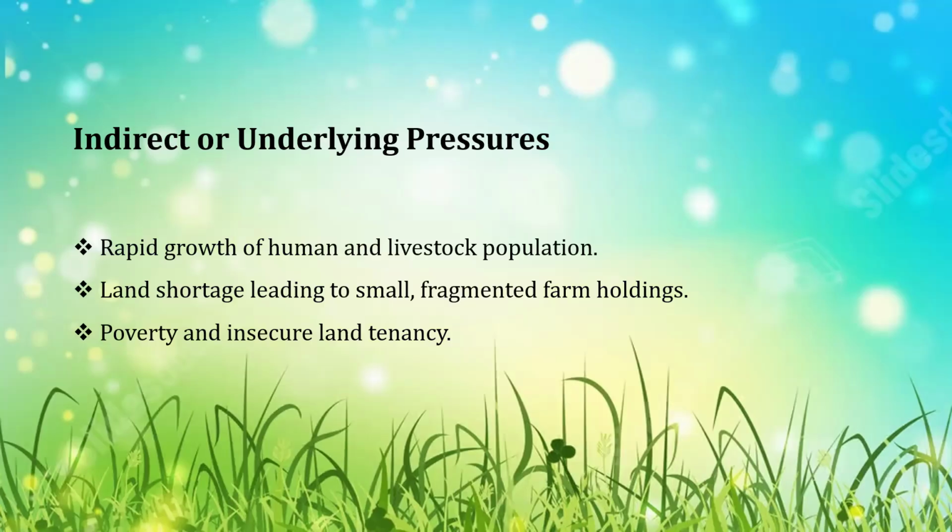And the third point is poverty and insecure land tenancy. Economic and legal instability are powerful drivers of land degradation. Poor households often lack the capital to invest in sustainable technologies such as irrigation or high-quality fertilizers. They may prioritize short-term survival, for example cutting wood for fuel, over long-term environmental health.